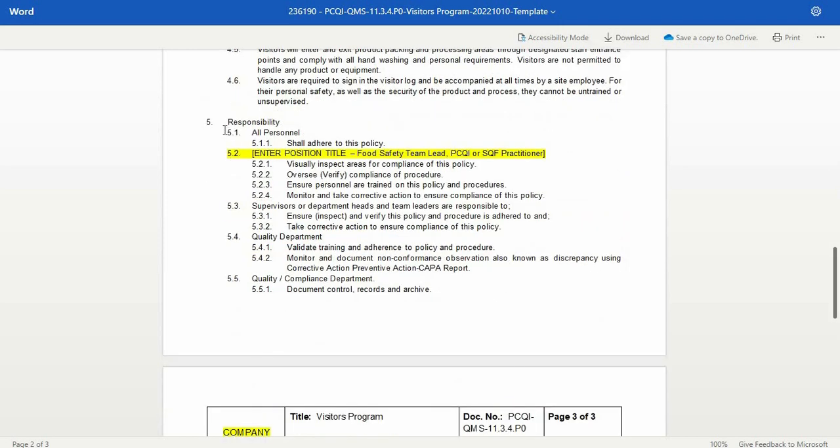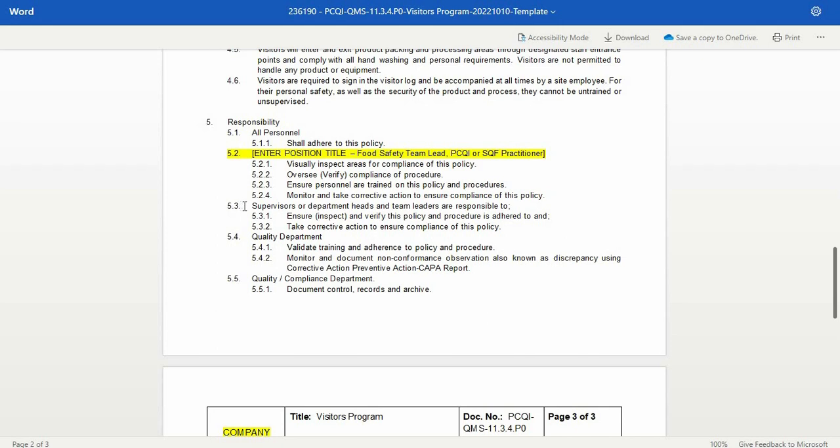Next is responsibility. The responsibility of the person is indicated. It covers what to perform to comply with the procedure or the policy. All personnel shall adhere to this policy. The food safety team lead, the PCQI or the SQF practitioner, visually inspect areas for compliance of this policy, oversee compliance of procedure, ensure personnel are trained on this policy and procedures, and monitor and take corrective action to ensure compliance of this policy.